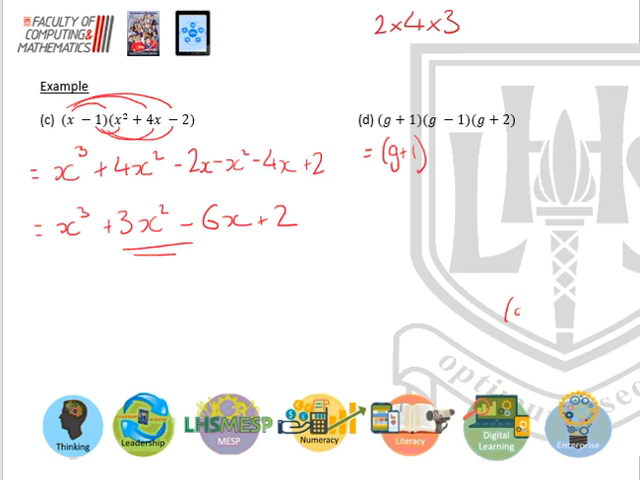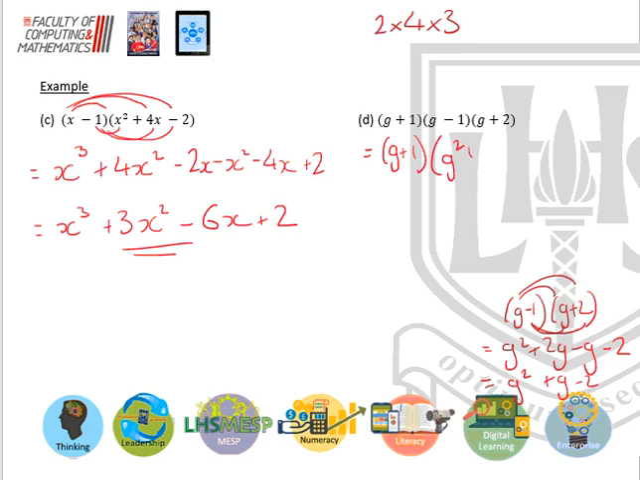Okay, so g minus 1 multiplied by g plus 2, just to do a little bit of rough work at the side. g times g is g squared. g times 2 is a positive 2g. Minus 1 times g is minus g. And minus 1 times positive 2 is negative 2. So that simplifies to g squared plus g minus 2.